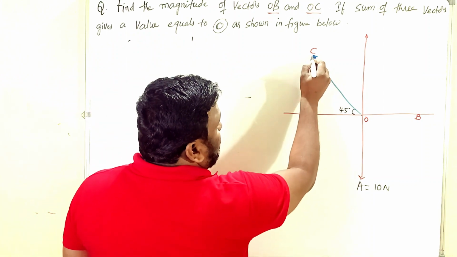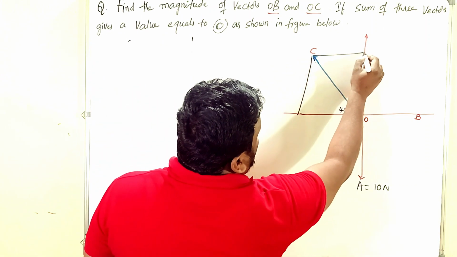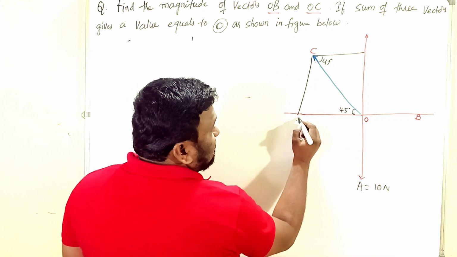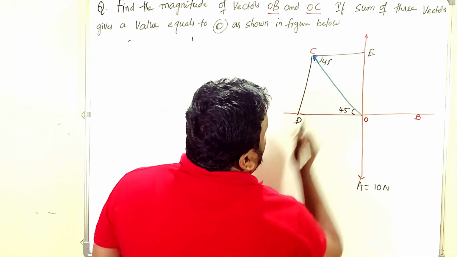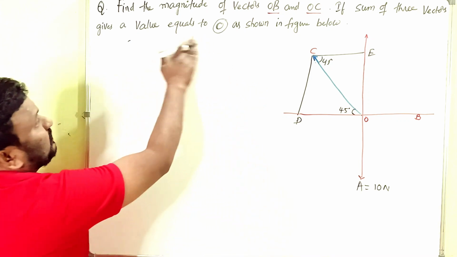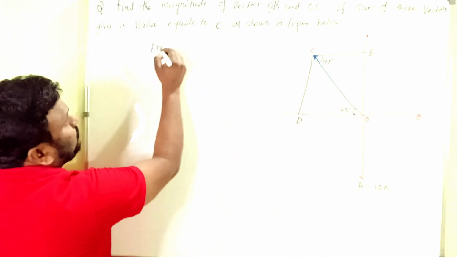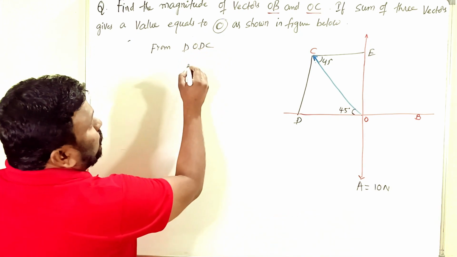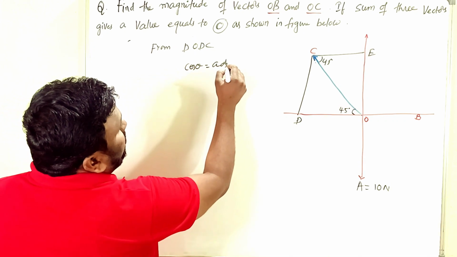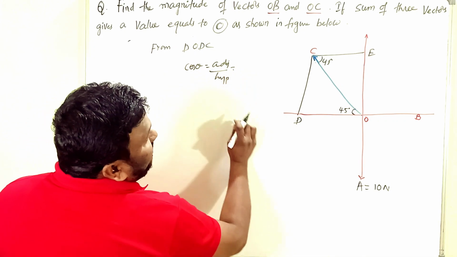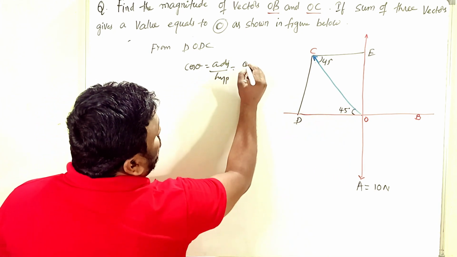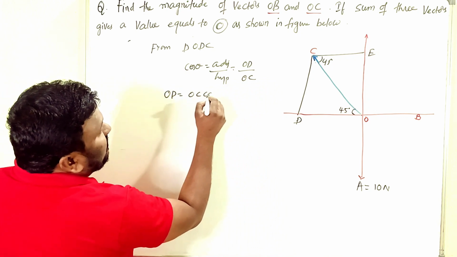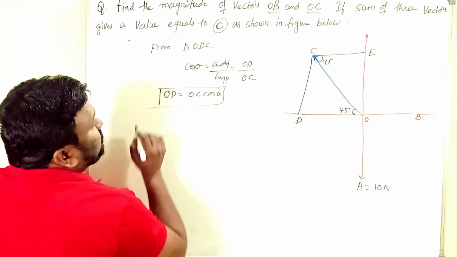Very simple, you can draw one normal onto the x axis and one onto the y axis. So this is the angle, how much is it? 45 degrees. 45 degrees is what I am saying for OD, and this is the angle for OE. Clear? So from that, what do you write children, from triangle ODC? Cos theta is equal to adjacent side by hypotenuse. So adjacent is this, OD, opposite to the angle, OD by OC. So you write OD is equal to OC cos theta. Clear? This is the first one.